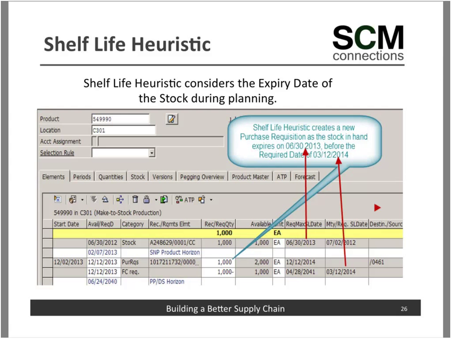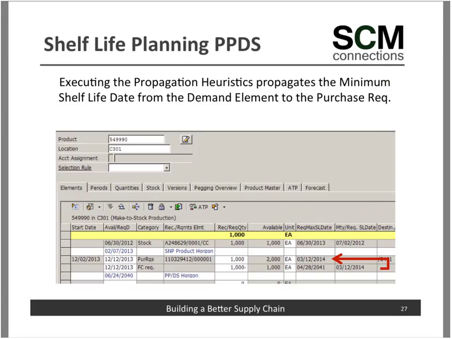So that's great. You've got a purchase rec that now has a requirement date associated with it. As you move through the network, the requirement date needs to propagate throughout the network because, again, we want to have the shelf life date not necessarily of the lowest node in the supply chain, i.e. manufacturing. We really want to know what the requirement date is for the customer. Okay? So how that propagates through is a propagation heuristic which calculates or propagates the minimum shelf life date from the demand element to the purchase rec. Okay? It's a separate heuristic that has to be executed.